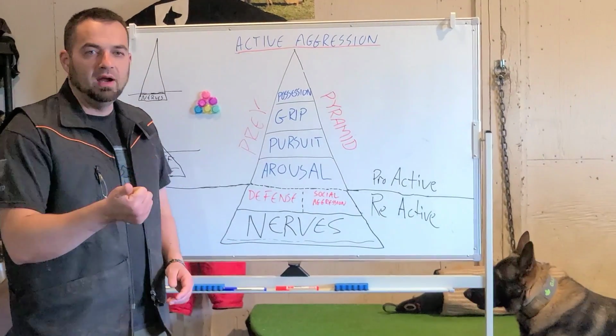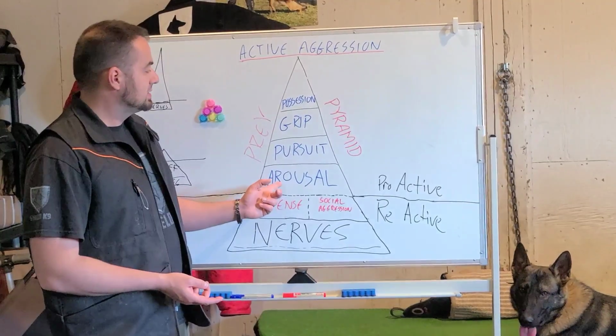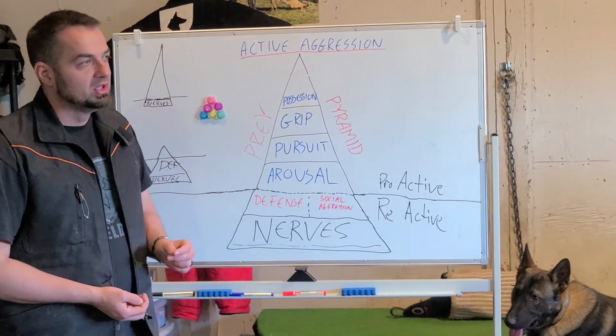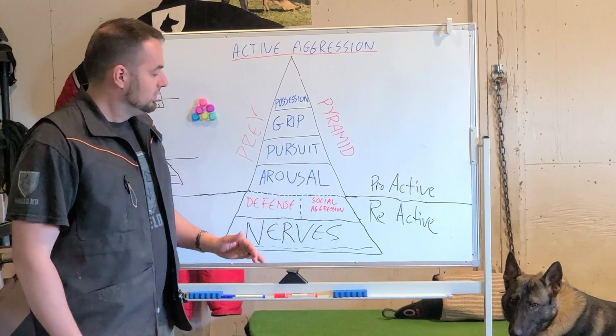All right? The environmental nerves. If you have a dog who has weak environmental nerves, I don't care how good he bites, how good his arousal is, how good his possession is, you're going to go into a new place, he's going to fall apart. So what good is it? Right? The nerves are so important.